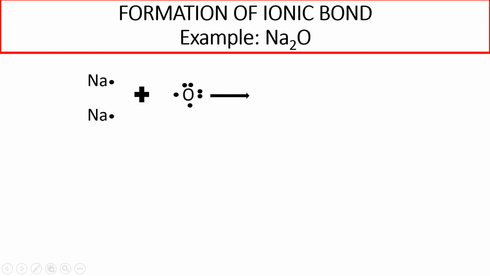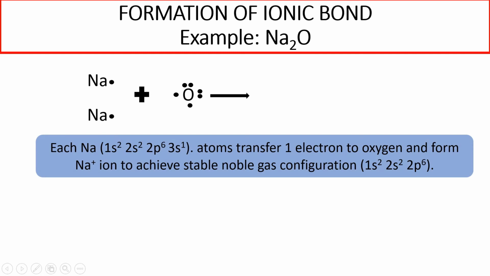Since sodium is a metal, sodium will remove electron to form cation. So how many electrons will be removed from sodium? Each sodium with configuration 1s2 2s2 2p6 3s1 will transfer 1 electron to oxygen and form sodium plus ion.